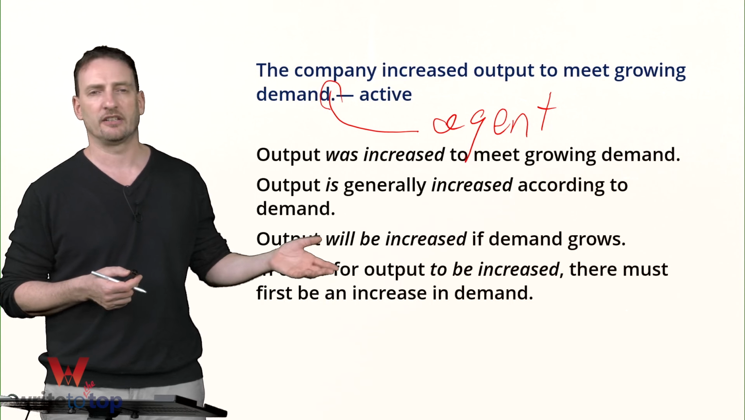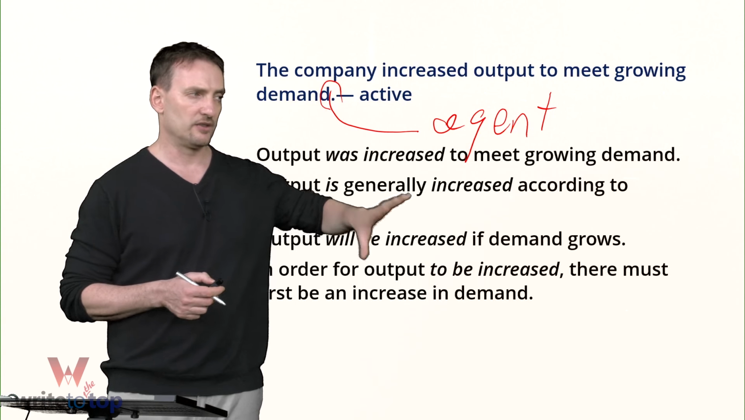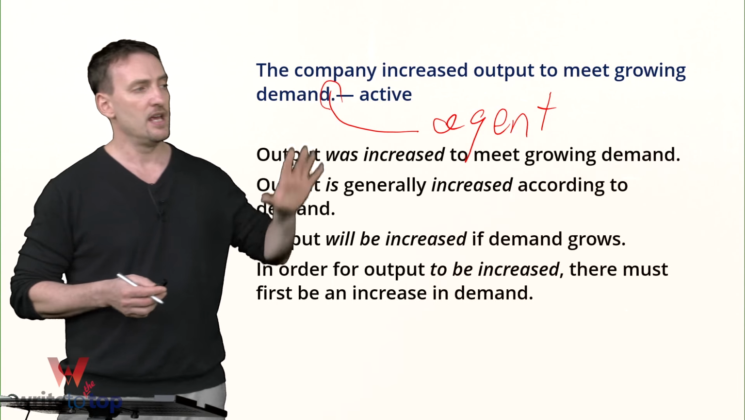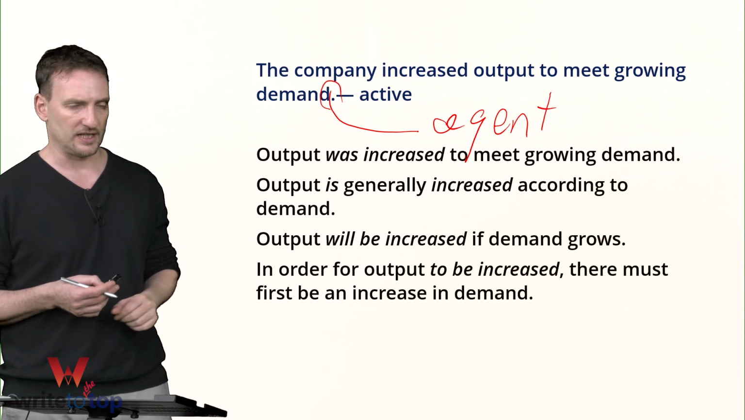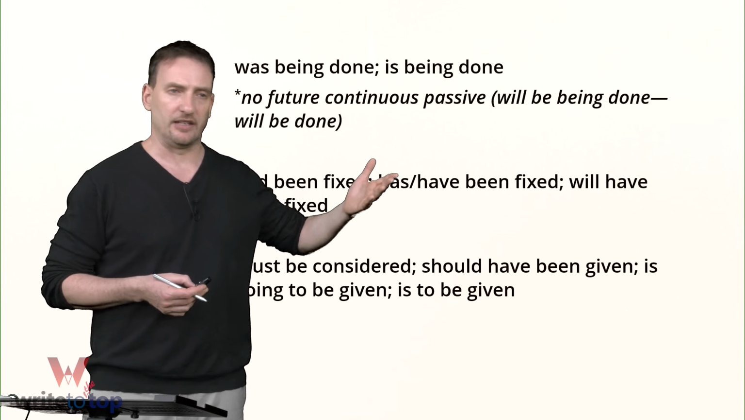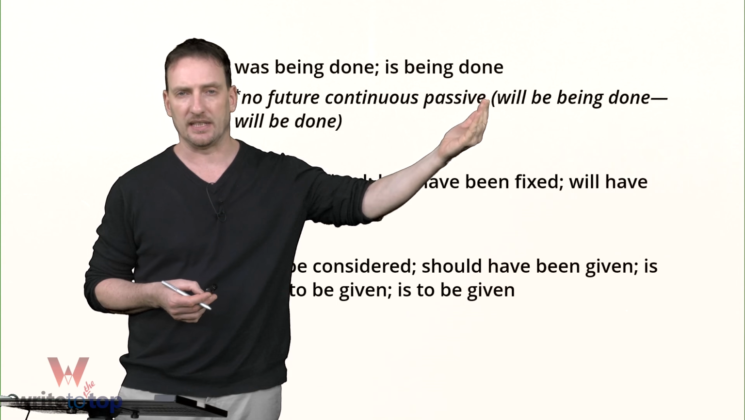There must first be an increase, and then you have your actual independent clause following that. So this is part of the complement. Infinitive, passive, complement, okay? So you see all the tenses plus infinitive, and the be verb adjusts accordingly. Now, past continuous was being done, present continuous is being done.